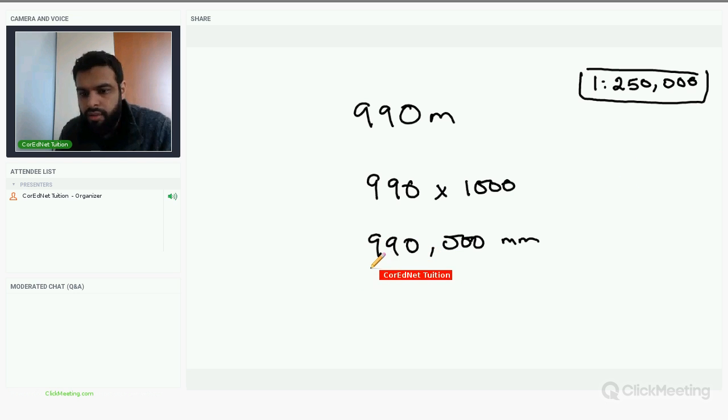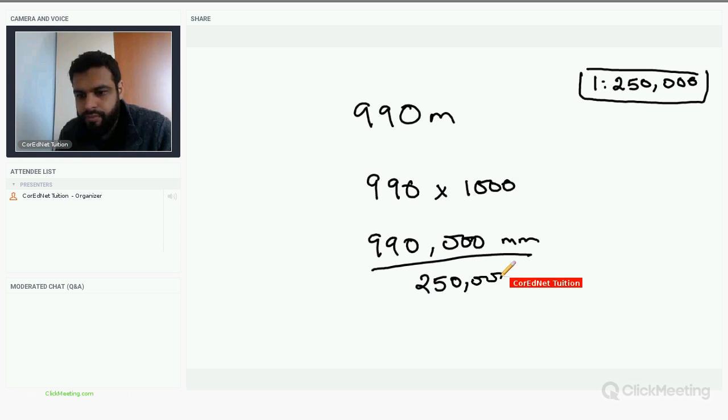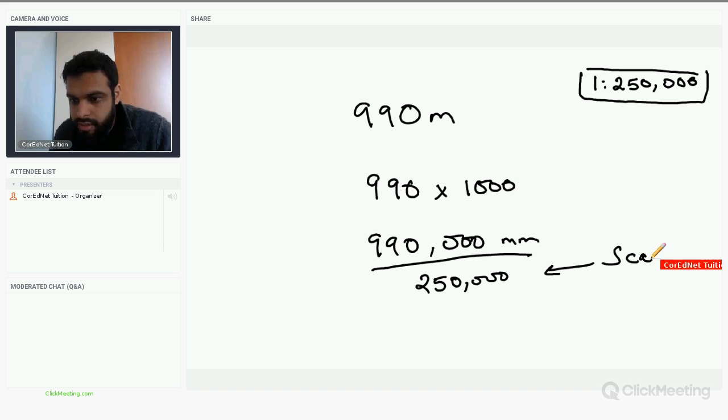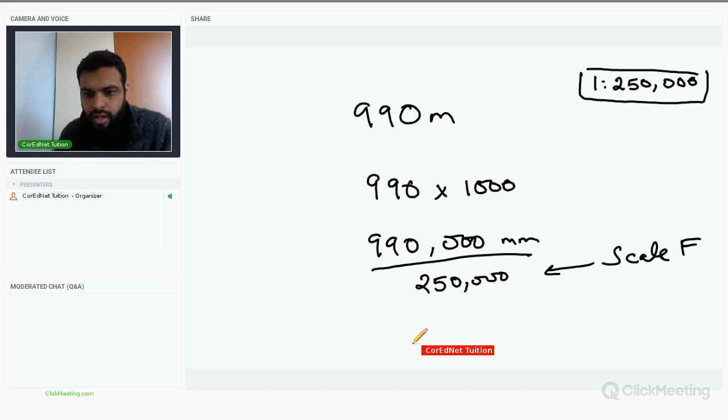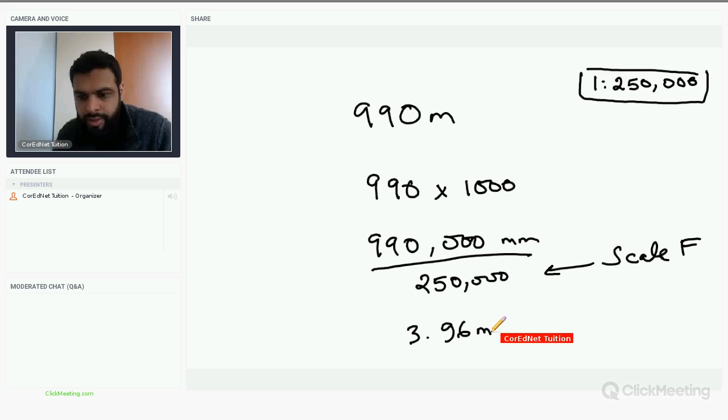So I have to use this scale and divide it by 250,000, and that will give me, so this is the scale, yep, that's the scale factor. That will give me how long that will be on the piece of paper. 250,000. Okay, so it's going to be 3.96 millimeters. So it's very small on the map. Okay, does that make sense, guys?